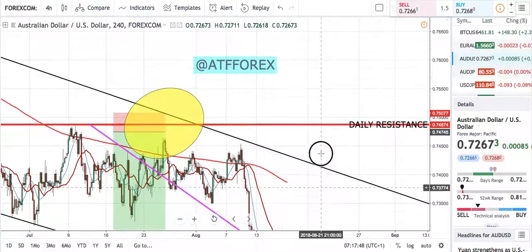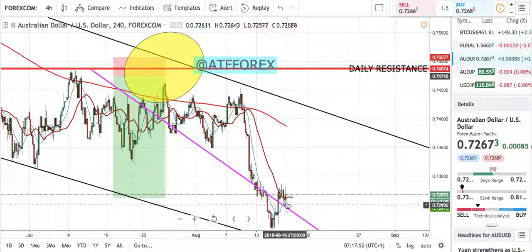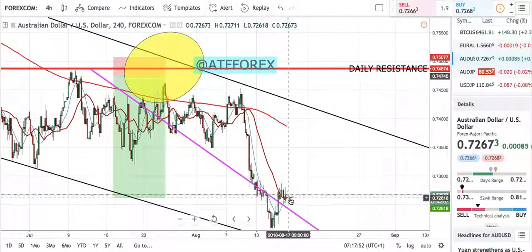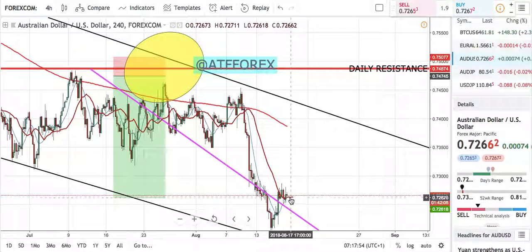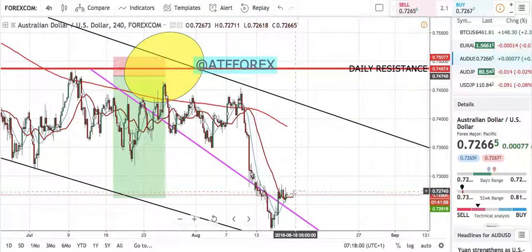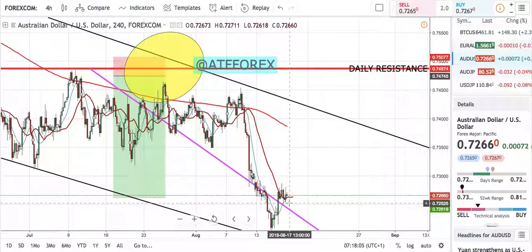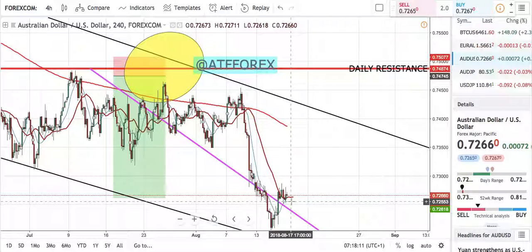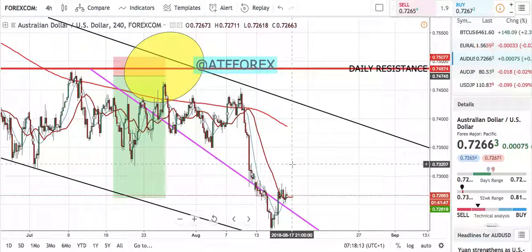For the Aussie, what I do see is, you can see here the moving averages are just getting ready to cross over to the upside, and the price is sat above the moving average right here. So what I'm hoping for is a little bit more consolidation, a spike back down to the 72.55 level into next week, and then taking us further to the upside.